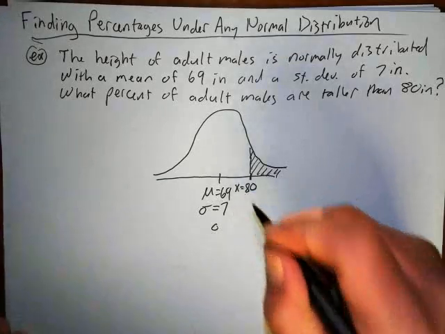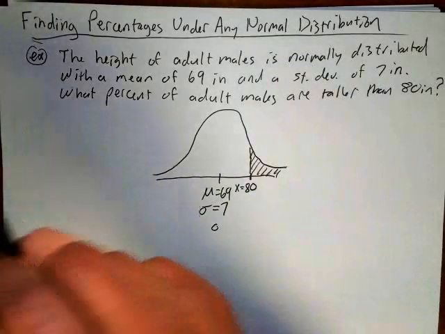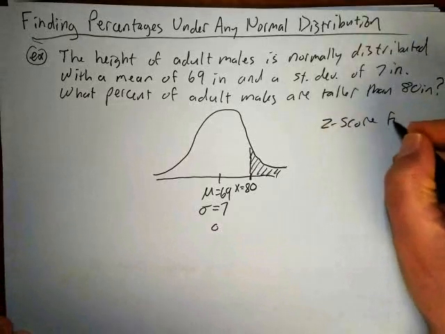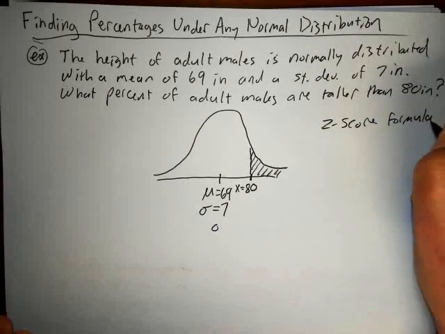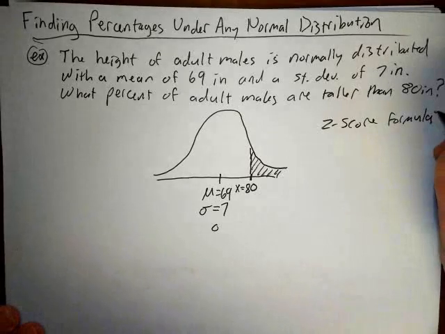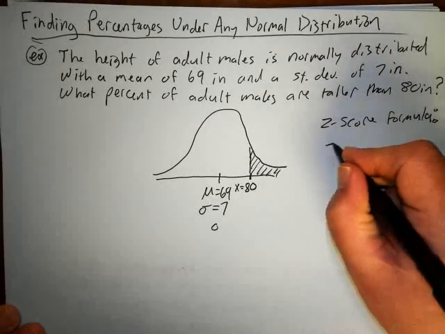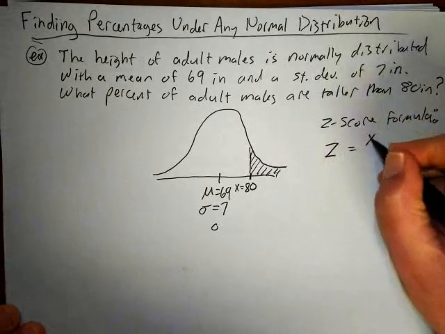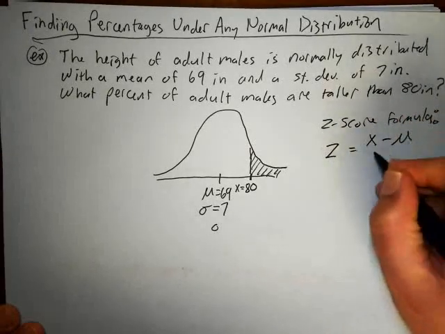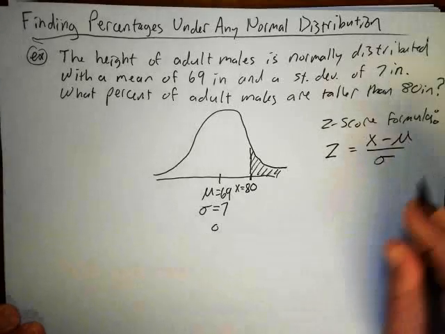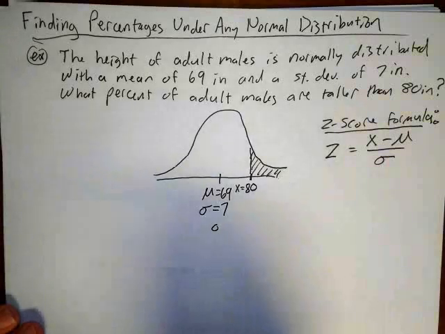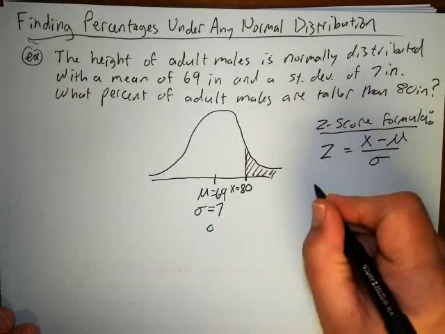So 80 is like your x, right? If you remember the z-score formula, it was like this: z is equal to the x that you want to convert, minus the mean, divided by the standard deviation. That was the z-score formula that we learned in the very first video last time.